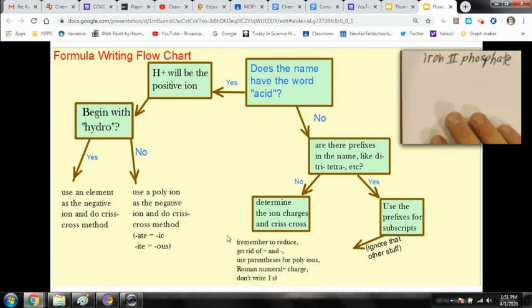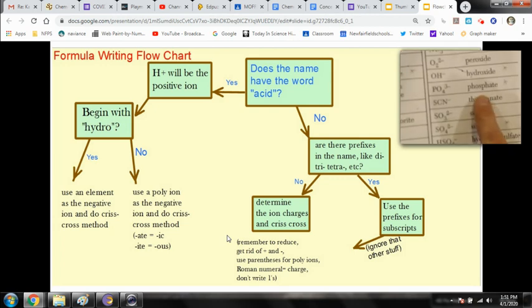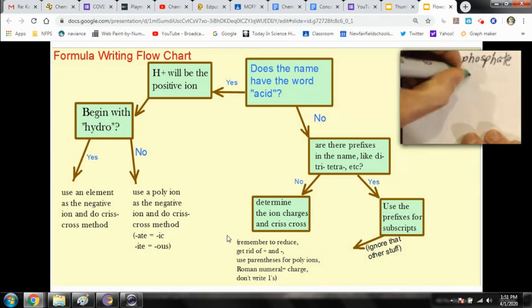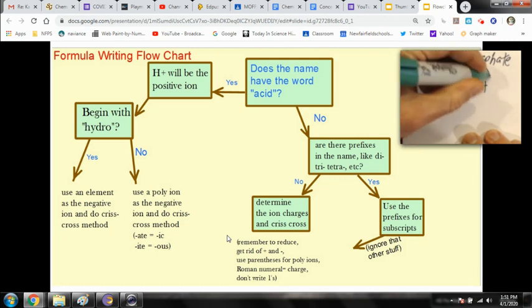Okay, so iron 2. Well, let's see, iron 2, that's Fe, and the 2 means +2. And phosphate, hey, that sounds like a polyatomic ion. Maybe I should look that up on the polyatomic ion chart. Phosphate, there you are. Phosphate has PO4 as its formula and a -3 charge. So we'll put PO4 in parentheses, and we'll have a -3 charge.